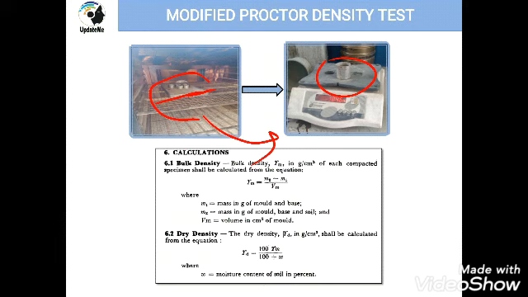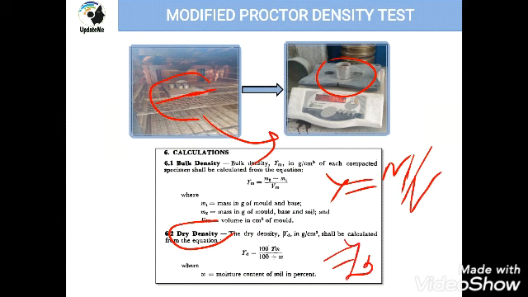This one is the calculation portion. What is the bulk density? Bulk density is the weight by volume. Weight is like weight in wet condition of soil. Dry density is dry density. The formula is dry density equal to gamma, the bulk density, upon 1 plus W.